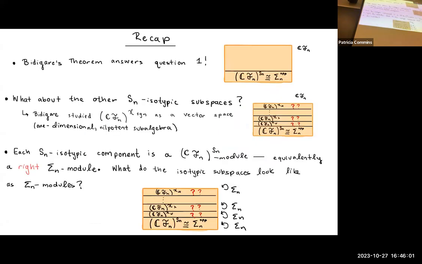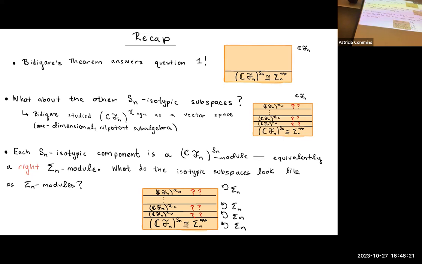Okay, so yeah, let's maybe recap what we've seen. We've answered the first question, or Bittiger answered the first question, which is what does this invariant subalgebra look like? And we got a very nice answer, namely it's the descent algebra. Oh yeah, here, I guess I wrote opposite.